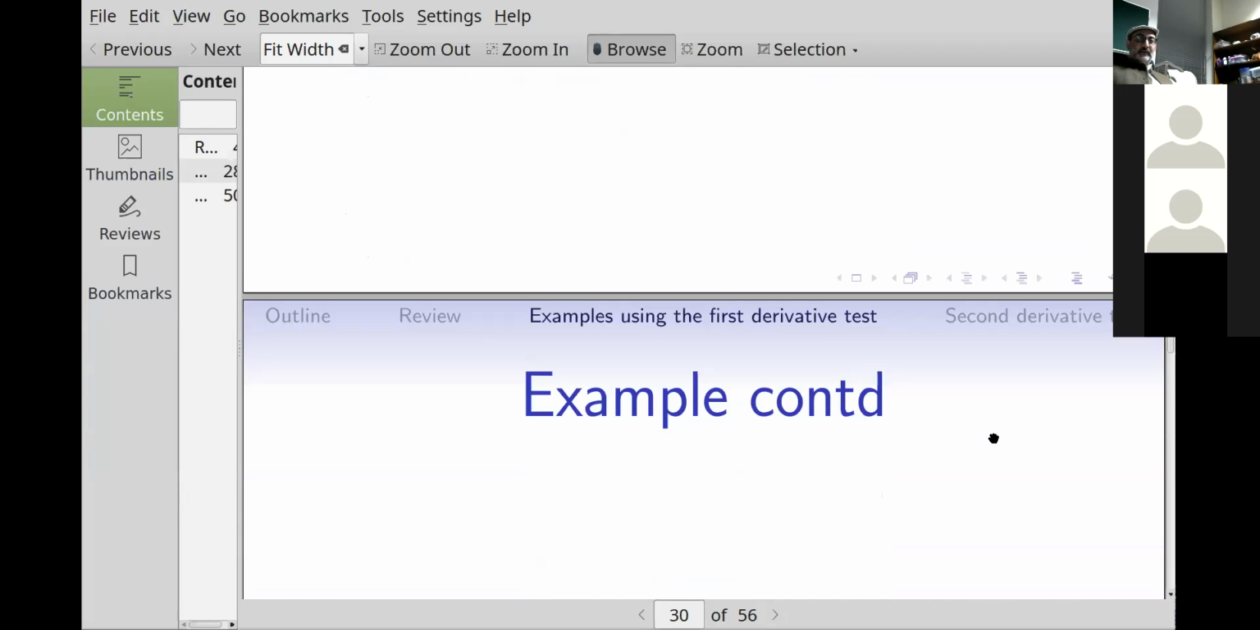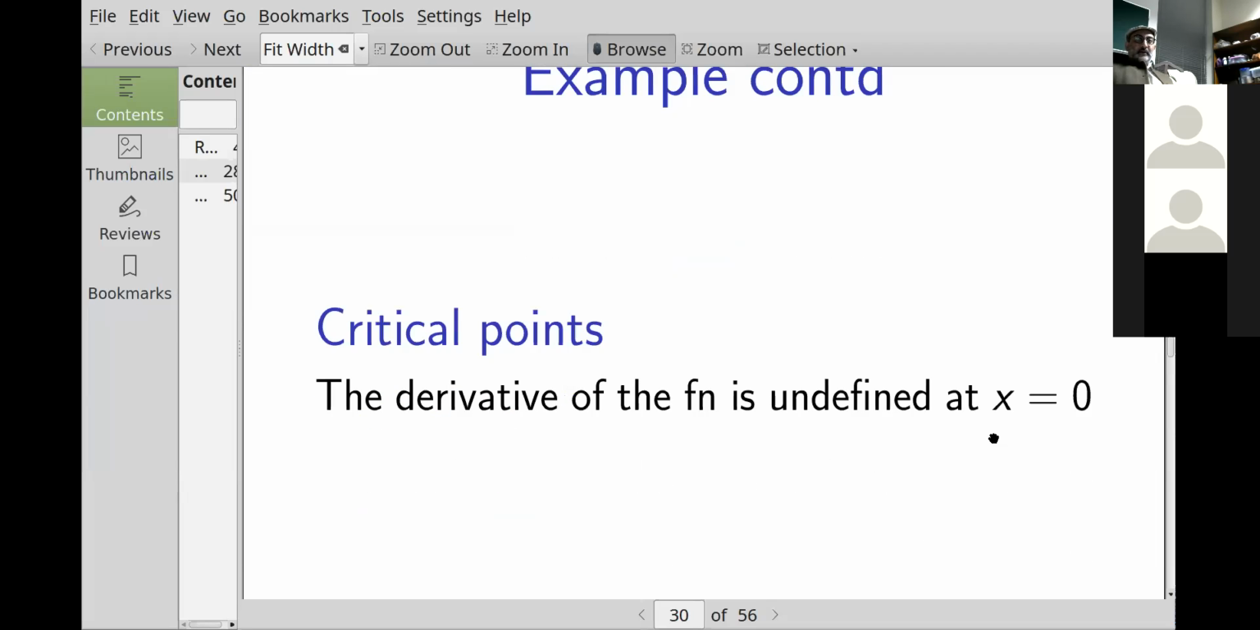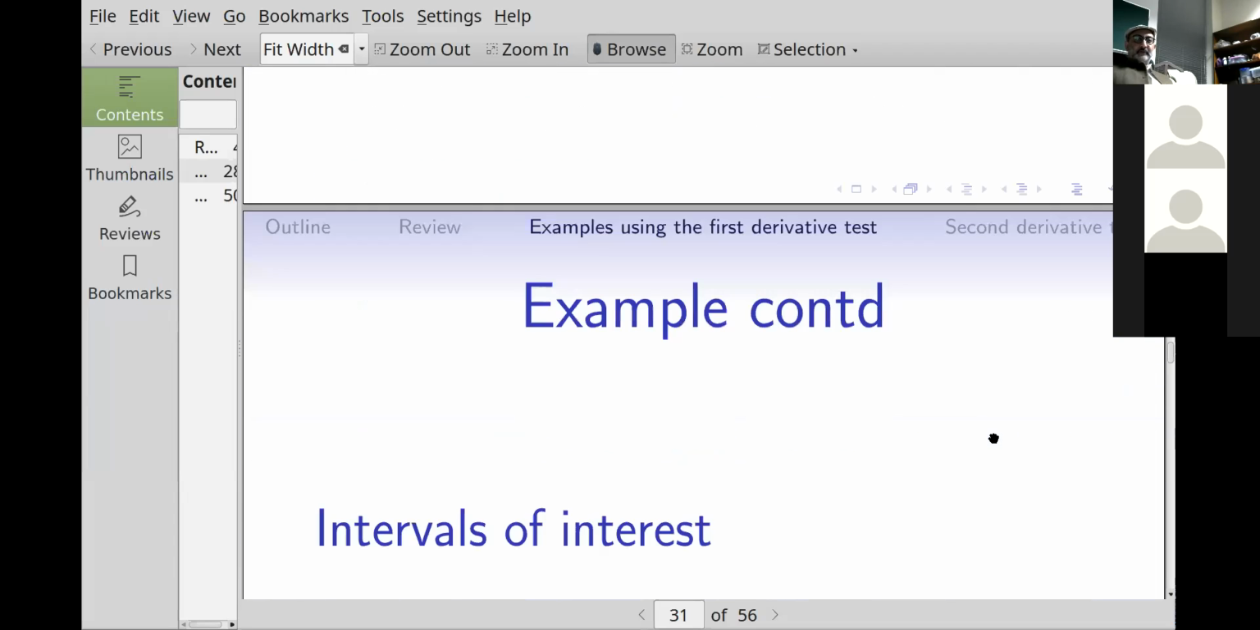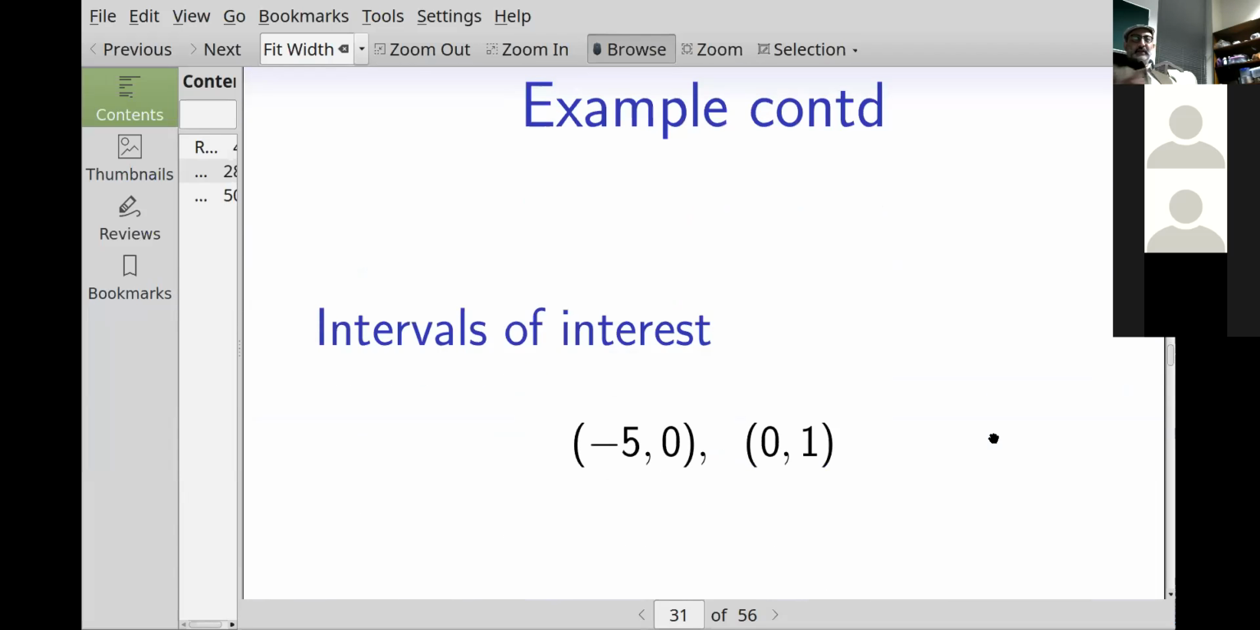Okay. So we call that a critical point. So now, we've only got one critical point within the domain. Okay. So the intervals we're interested in are from the left end of the domain up to the critical point at 0. That's one interval from -5 to 0. And then we consider from the critical point 0 to the end, which is 1. Okay? So those are the 2 intervals of interest.